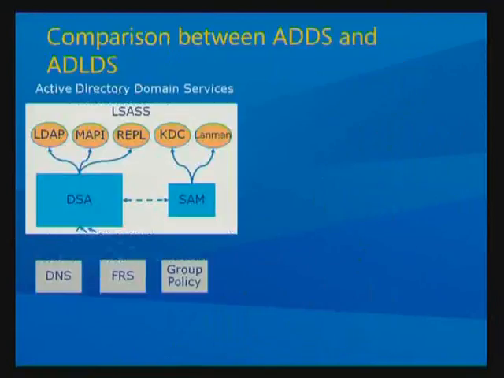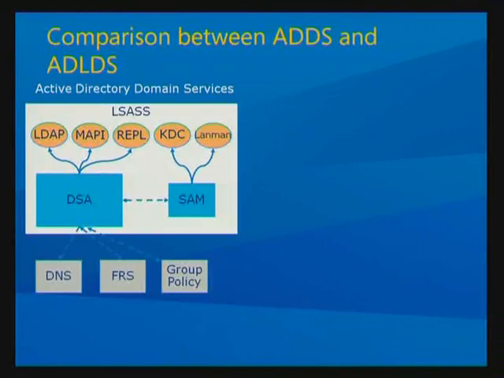Let's just do a very quick comparison between Active Directory domain services and Active Directory lightweight directory services. In Active Directory domain services, a couple of the key things to note here is we have the directory system agent, the security accounts manager, and sitting on top of that we have what I call the heads. So LDAP is the LDAP protocol head, MAPI is the messaging API head, so for example, applications like Exchange.